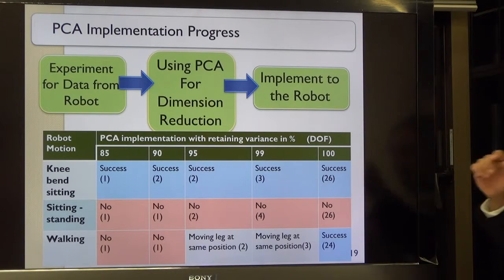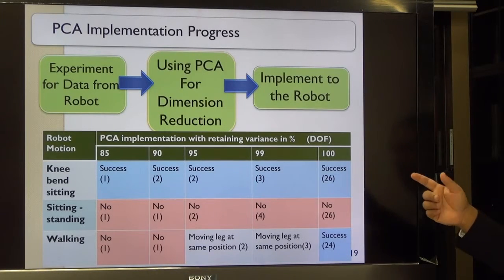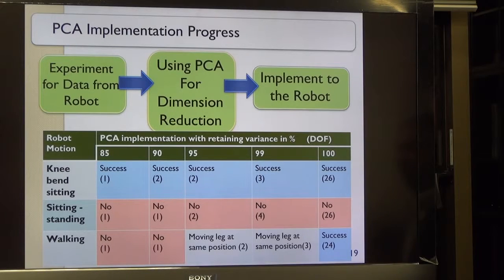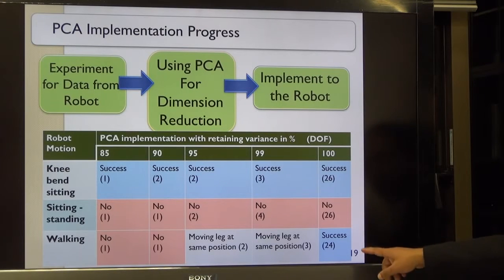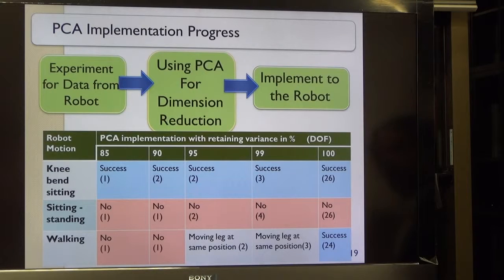In the case of knee bend sitting, it's a very easy motion, so even if we retain 85%, 80%, or 75% of the signal variance, we get the task done successfully. But in the case of standing up, as I explained earlier, the center of gravity changes, so even a little abrupt motion makes the task unsuccessful. In the case of walking also, some joint motions are very small but very precise. If they are not, we cannot reproduce the task exactly. In this case also, there is only one successful case, when we take 100% variance.